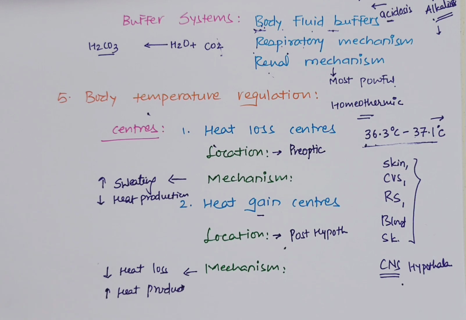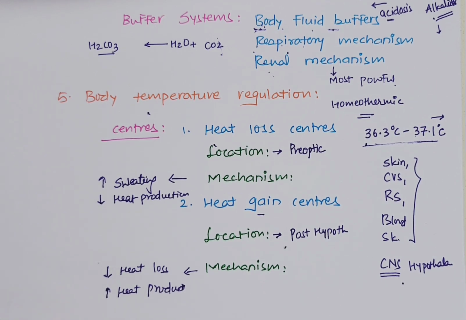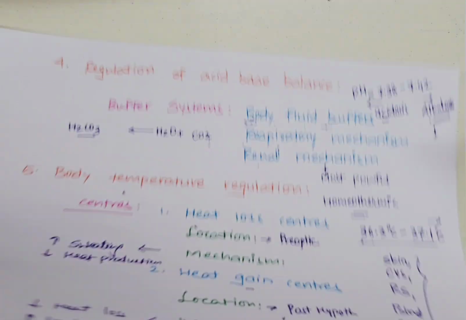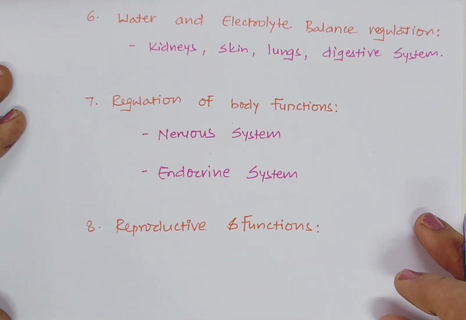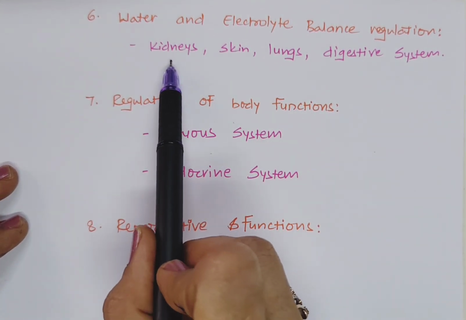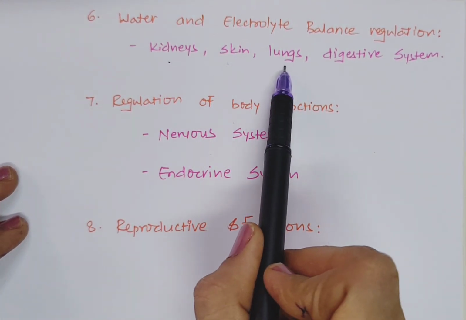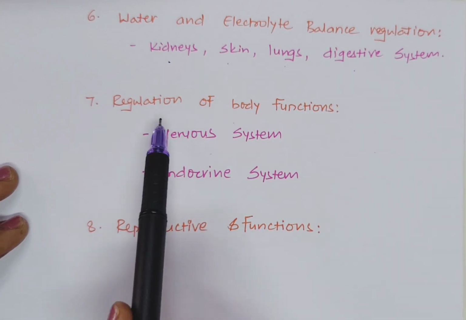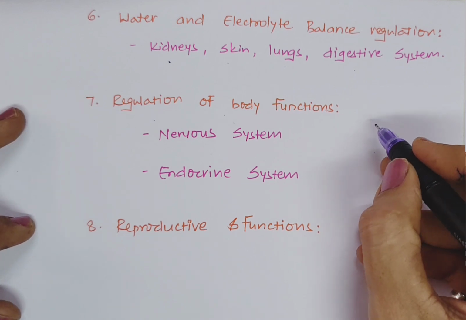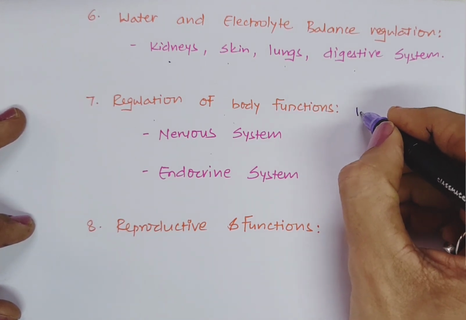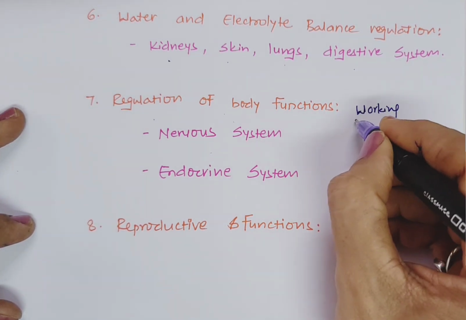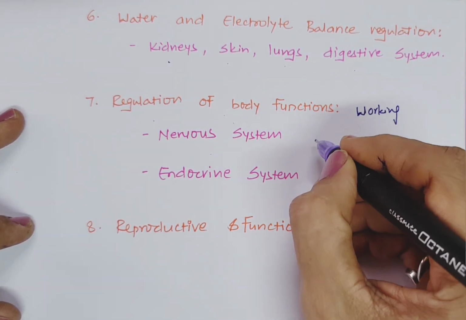So we discussed 5 mechanisms. One is extracellular fluid, second is transport, third is excretion, regulation of acid-base balance, regulation of body temperature, then water and electrolyte balance. For regulation of water and electrolyte balance, we have the renal system, skin, lungs and digestive system. Then all these functions are regulated. In our body, we have 2 kinds of systems. Number one is the working system, and number 2 is the regulating system, regulating all these working systems.